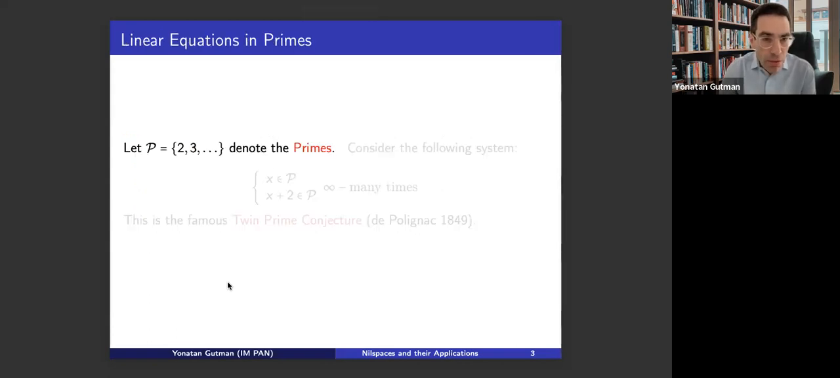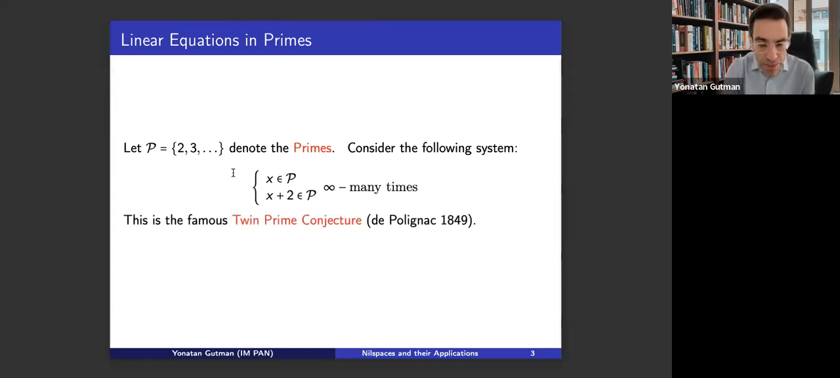So let's start with this third subject. We will start with a very famous result under the title of linear equations in primes. In order to introduce this, let P be the primes, and consider the following system: x is in P and x plus 2 is in P, and we want this to hold infinitely many times. This is, of course, the famous twin prime conjecture. Are there infinitely many twin primes? This is an open question, and it's quite an old question.